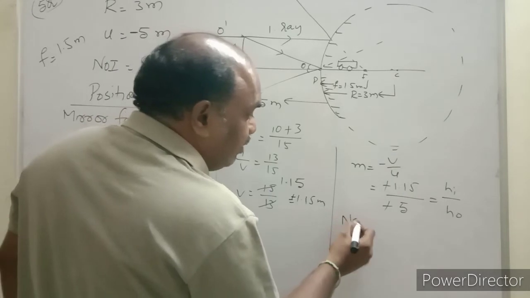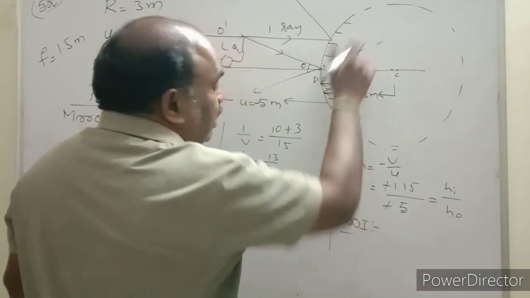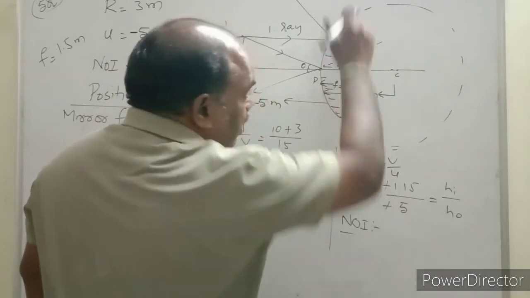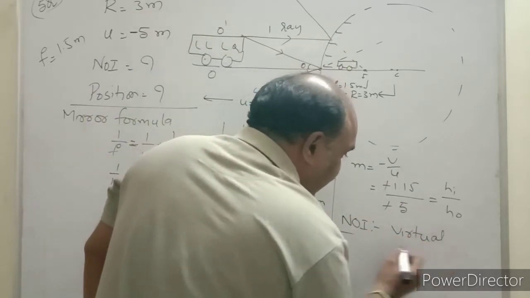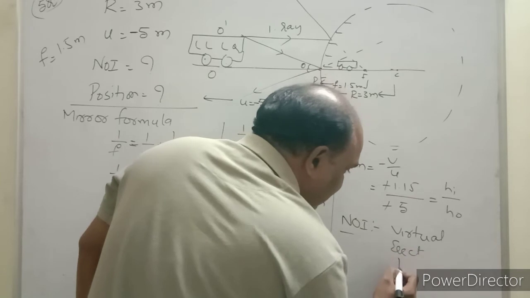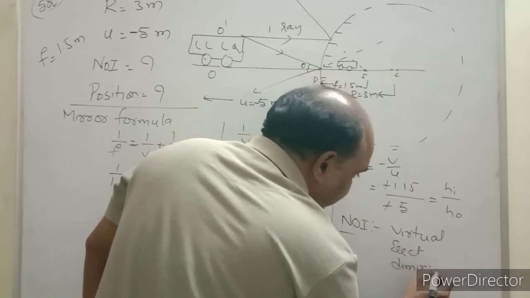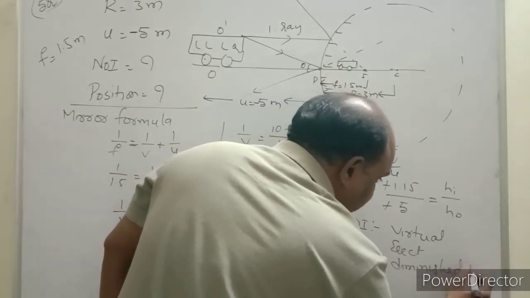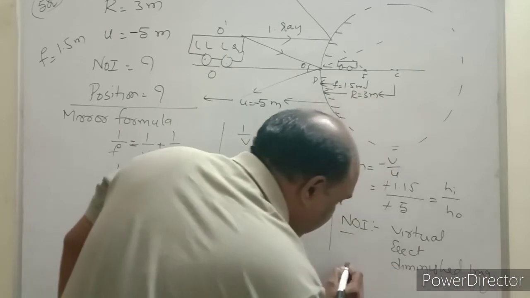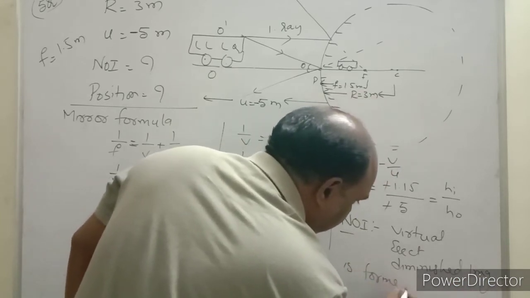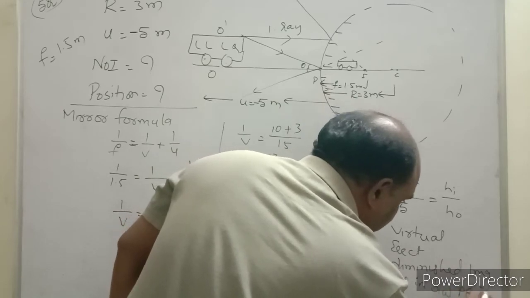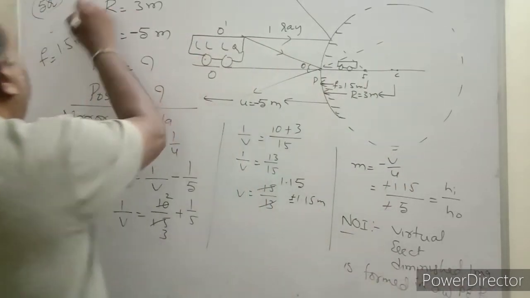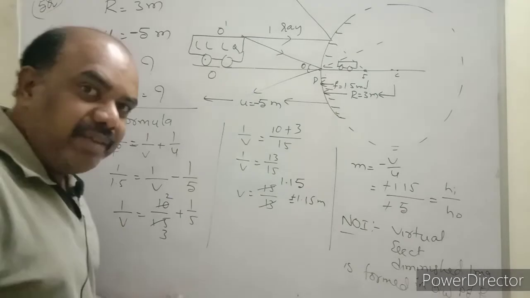That means what is the nature of the image? Above the principal axis, no, both are plus. Above the principal axis. So a virtual, erect, diminished image is formed in between pole and focus. Very, very important problem. It is also the previous problem.